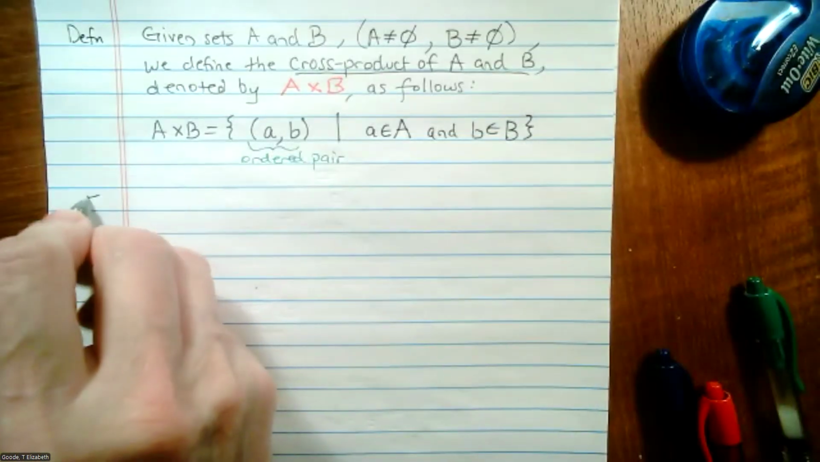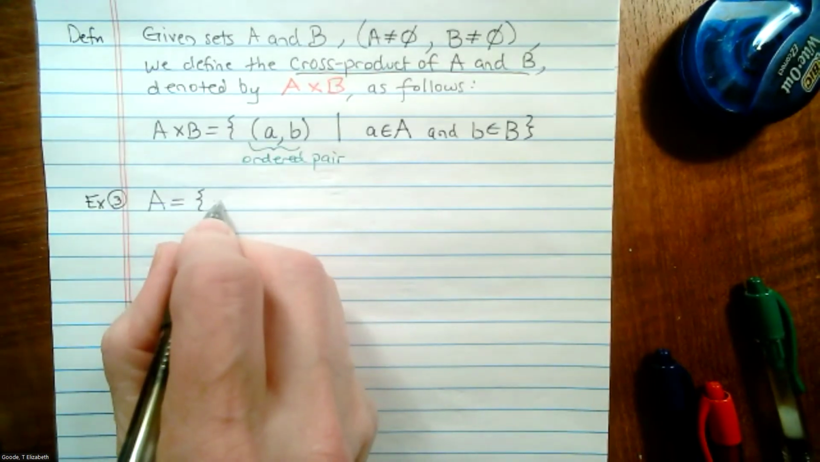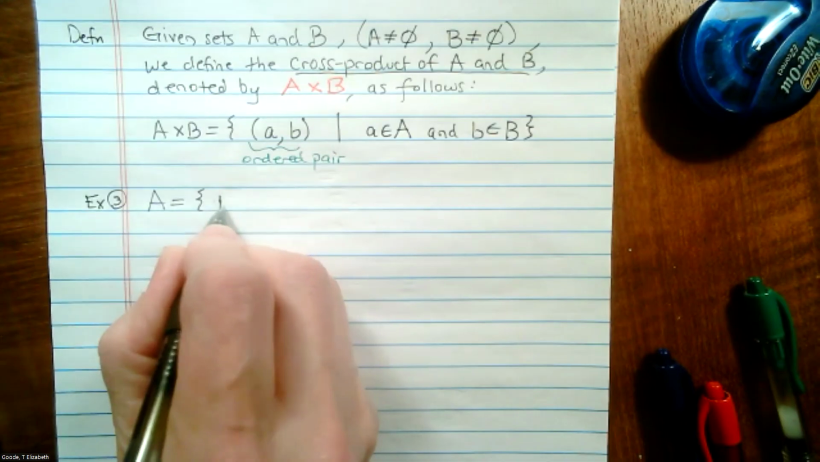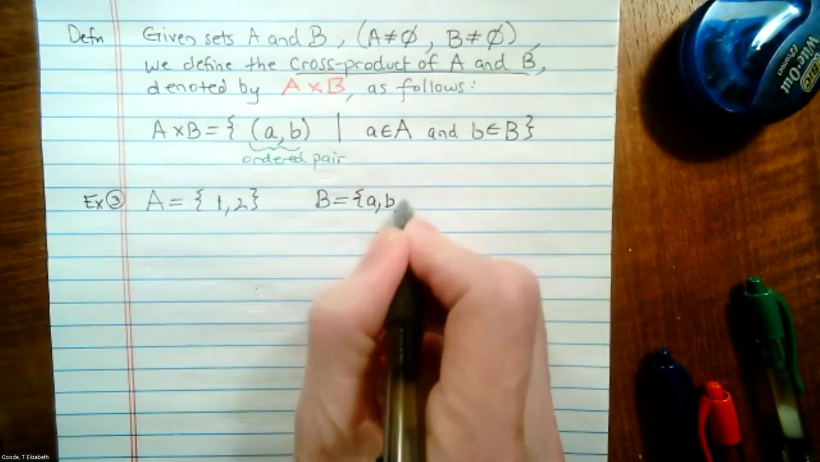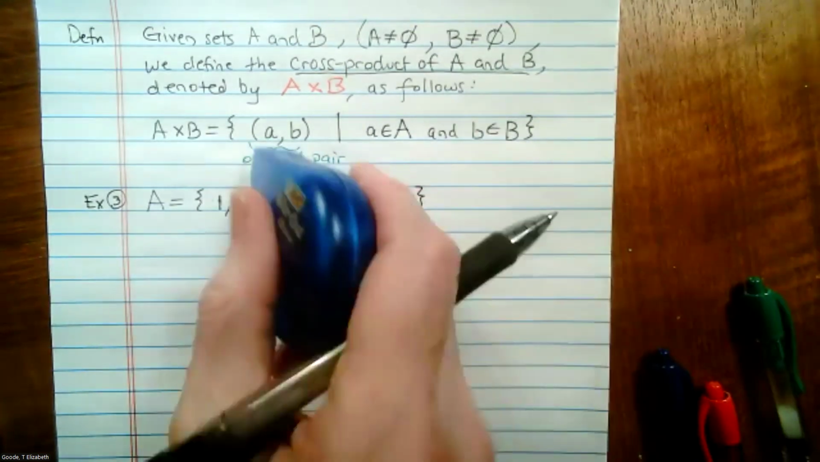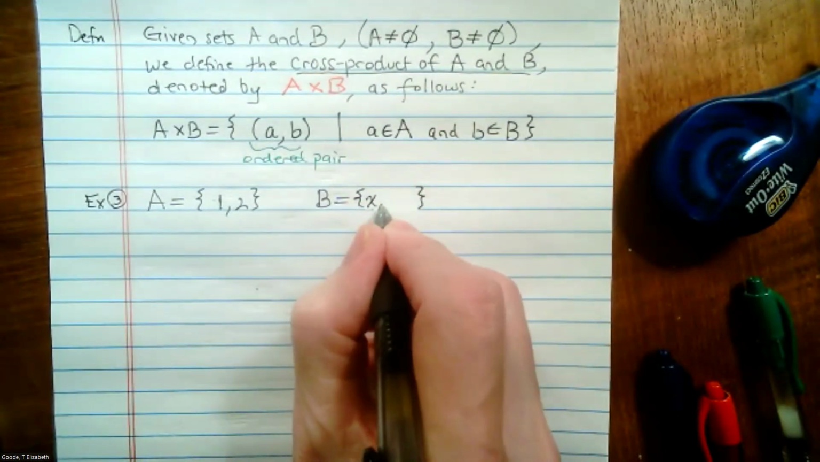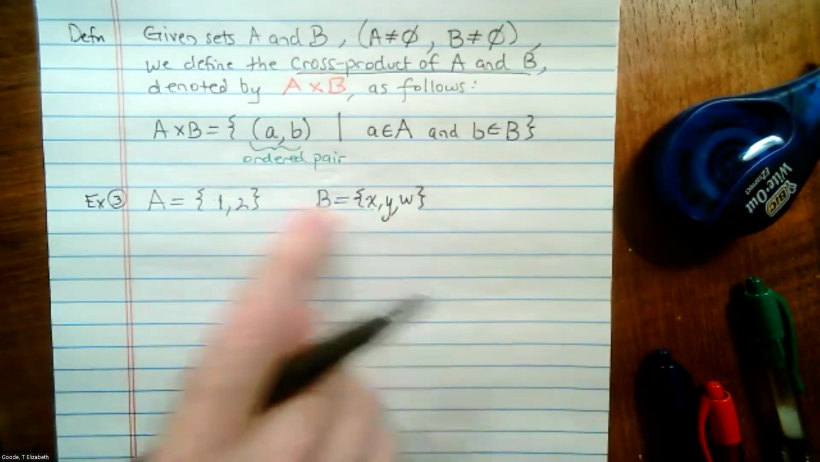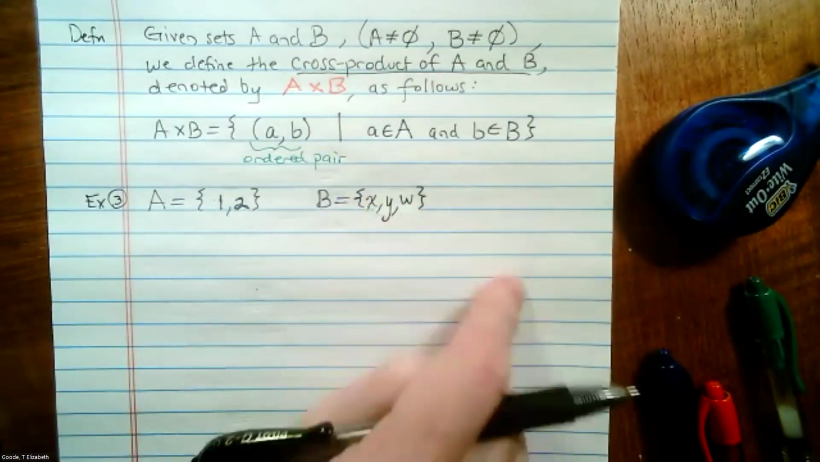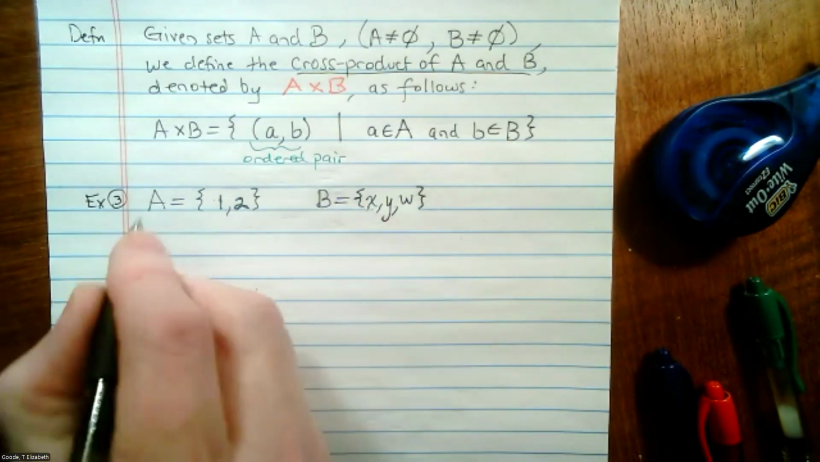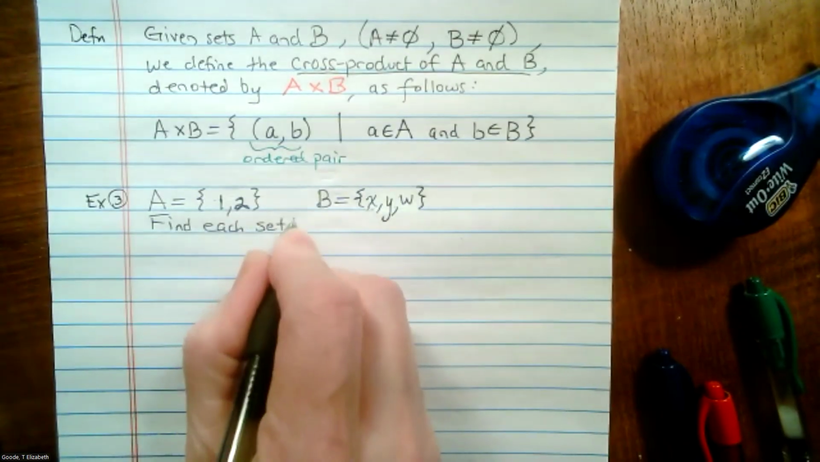Let's look at an example. If we let A be the set containing 1 and 2, and then let B be the set containing little a, little b, and little c. Now, you might get confused there, so maybe I'll call them something else. Maybe I'll call these little x, little y, little w. But the point is, A has a couple of elements, the numbers 1 and 2. B has 3 elements, the letters x, y, and w. And then we can play the game.